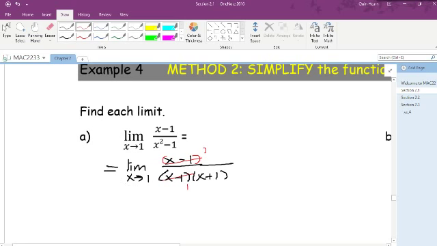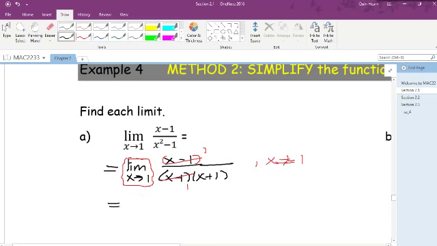Now, you don't have to write x does not equal 1. You don't have to write down that you're making that assumption, because when you're calculating a limit, this notation implies that you're only concerned about what's happening near x equals 1, not what's happening at x equals 1. So we do not need to worry about what happens when x is equal to 1.